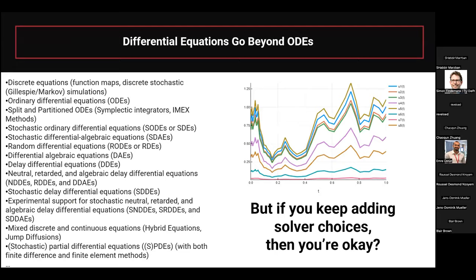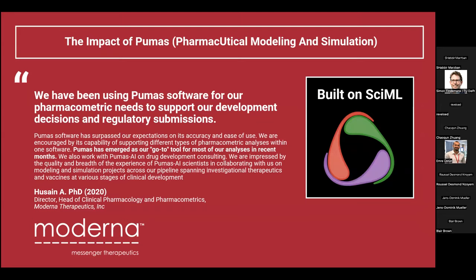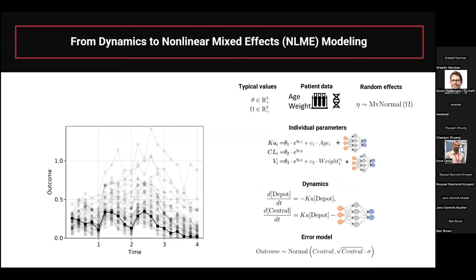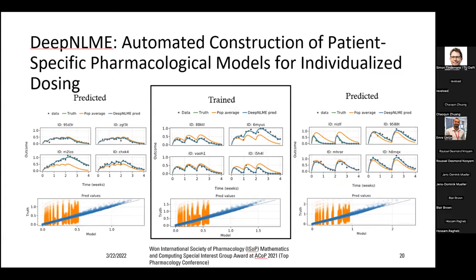I do want to skip to the end here. There is a case where we did work with Moderna for the COVID-19 vaccine, where we used a bit of these ideas for helping understand who's going to respond to a dose or whatnot. I've given a few talks that are specifically on that, so I'll skip over that for now.